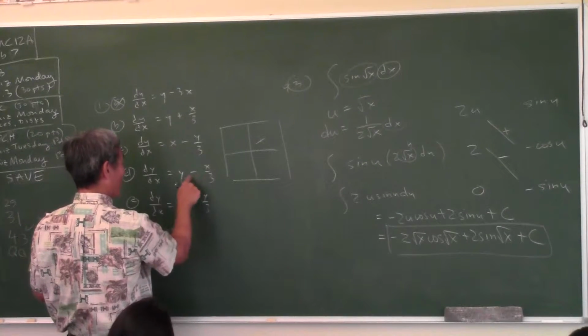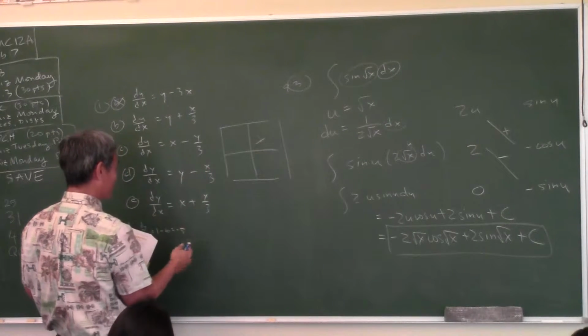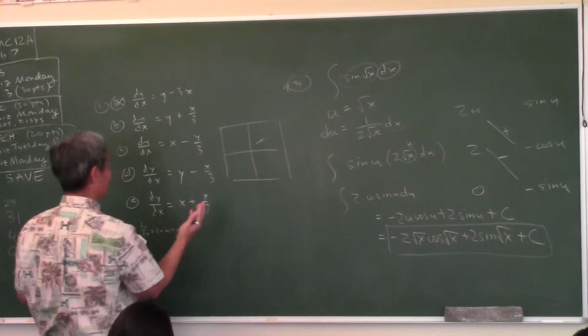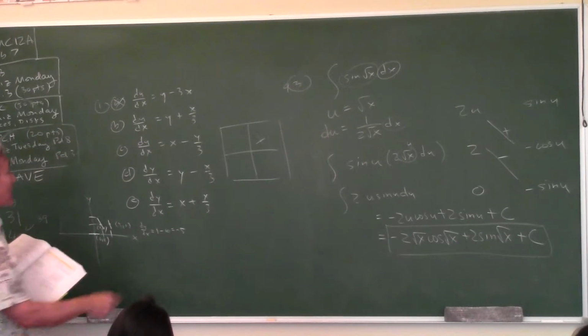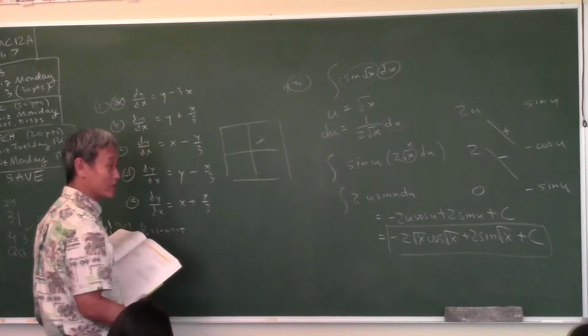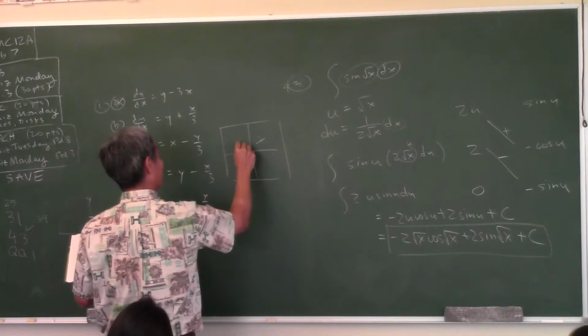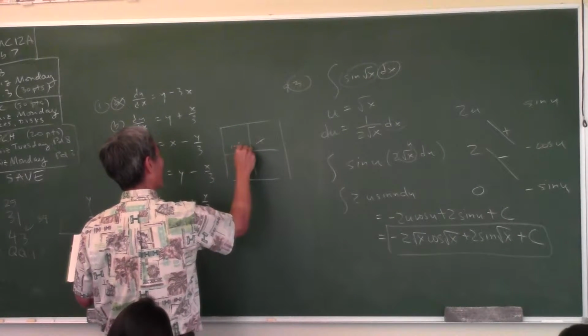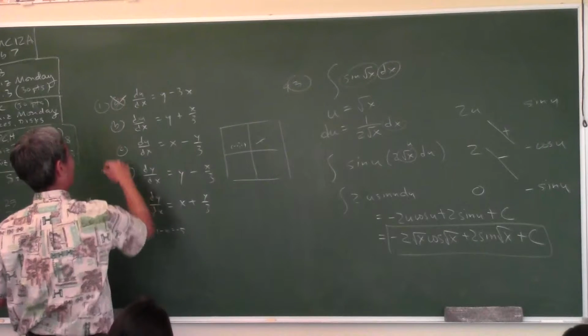Okay, plug in (1, 1) here. 1 minus 1/3 is 2/3. Could be, and then this will be 4/3. So we can't tell anything from that. So now, pick a point in the second quadrant, like, how about (-1, 1)? Okay, so we already crossed that out.